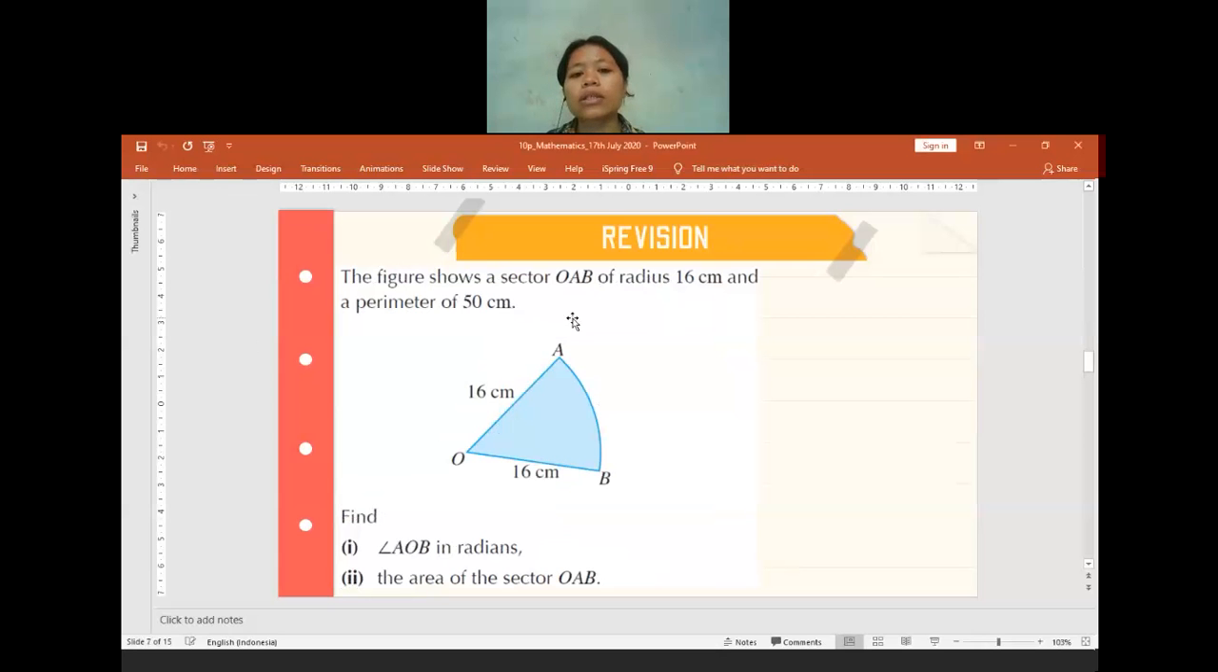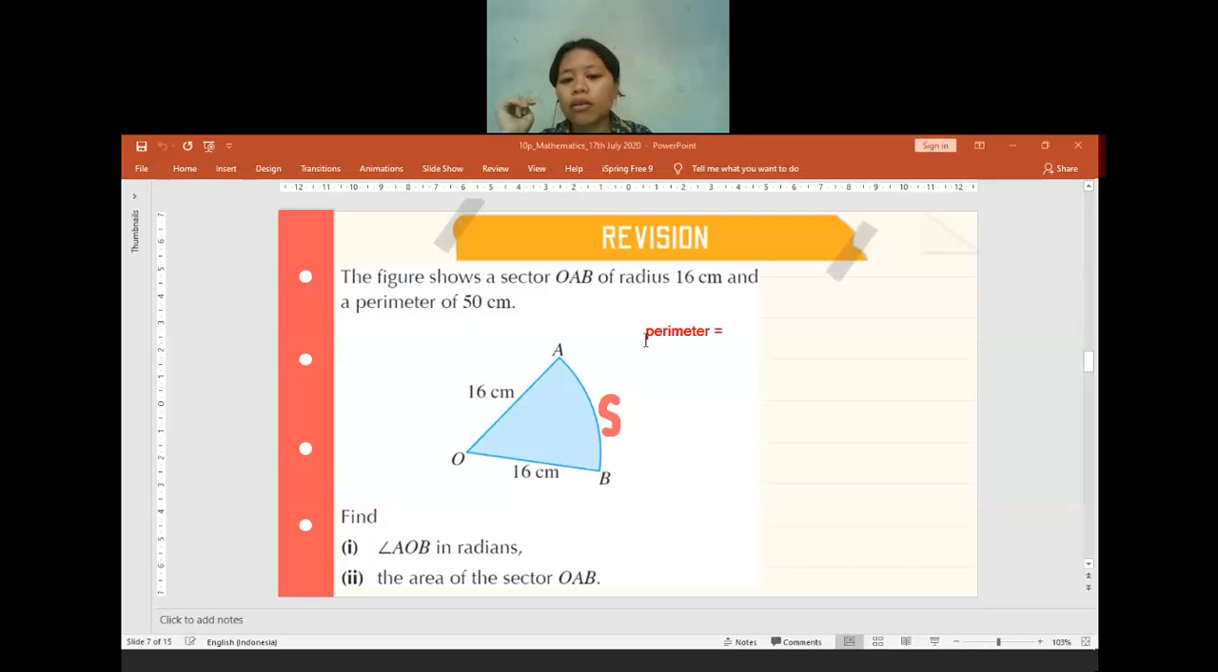The figure shows the sector OAB of radius 16 and the perimeter is 50. We have to find the angle AOB in radian unit. So it means we have to use the formula for the radian. Before we find the angle, anyone want to help me find how many centimeters is the arc length? Or how do we find the perimeter?